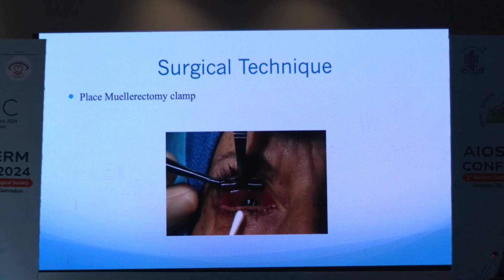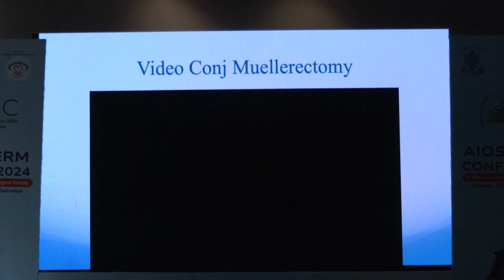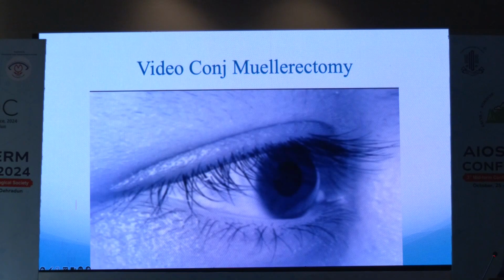A clamp is then placed, and then we will weave a suture. So this is a brief video showing the conjunctival Müllerectomy.